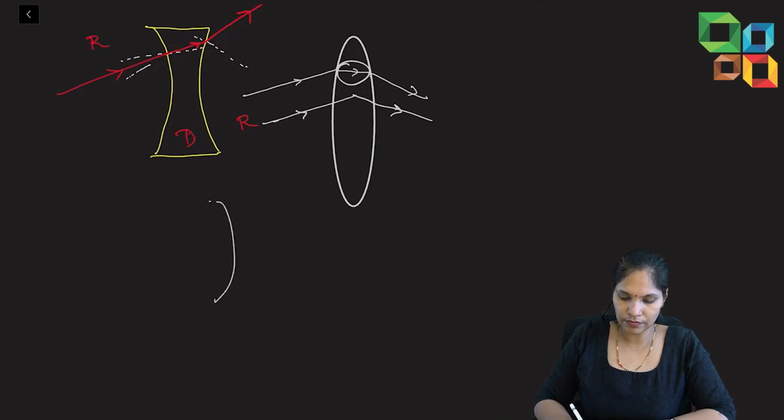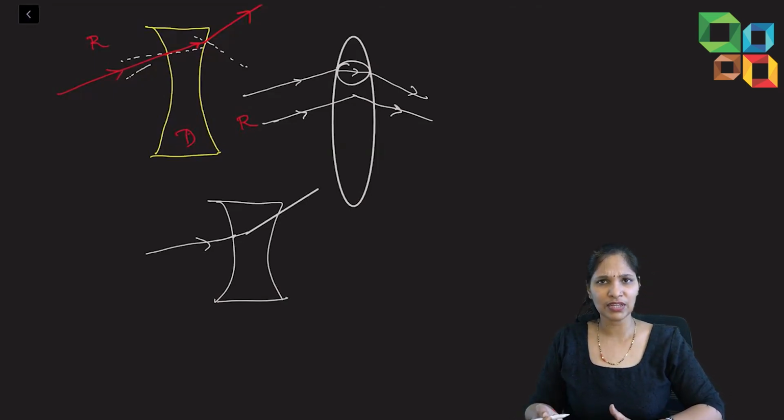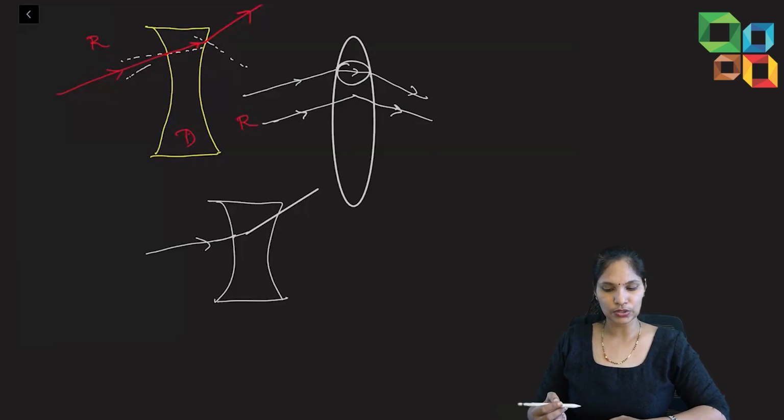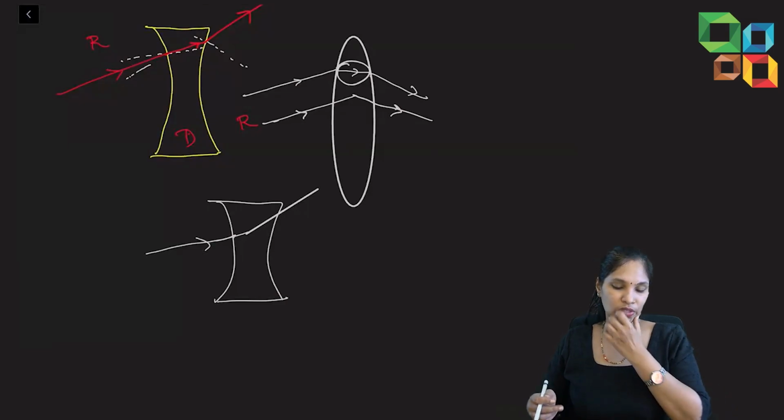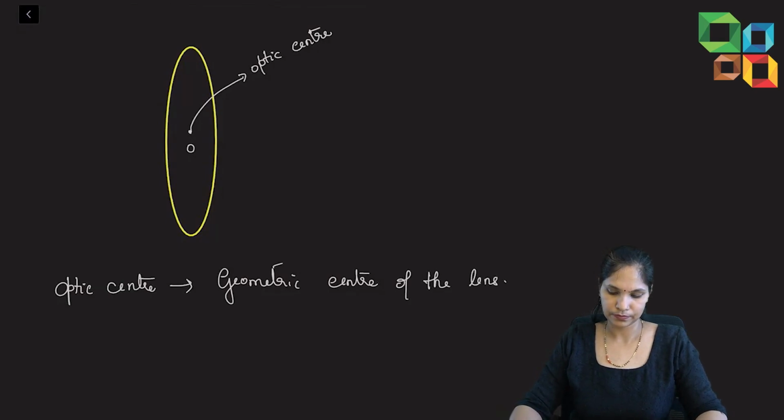Even for concave, instead of showing the double bending, we just show it like this. We take it till the center and then bend it like this. That is just to keep it simple, and for a thin lens that variation is not much. So that's why we do it that way. So hereafter I'll be doing it that way. Geometric center of the lens.